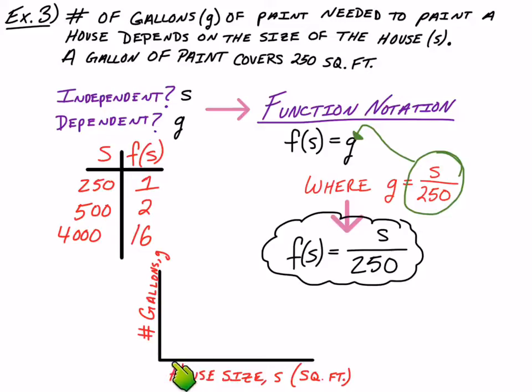And we know this is increasing, right? This is actually a linear function, so it's increasing this way. I'm not going to label anything. I'm not going to try to plot points, but just a rough sketch, that's our function. F of S equals S over 250. And the output tells us how many gallons of paint we're going to need.